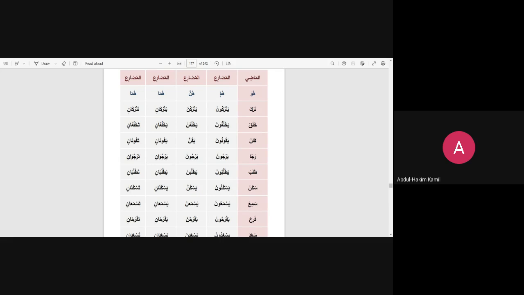You're going to go, ana atruku, nahnu natruku, huwa yatruku, hiya tatruku, hum yatrukun, hunna yatrukna, huma yatrukani, wa huma tatrukani. Anta tatruk, anti tatrukina, wa antum tatrukuna. You understand? Harun, it's clear. We're going to stop here.